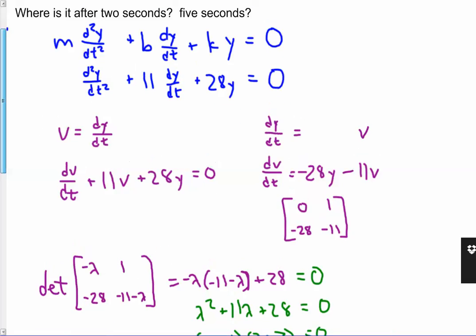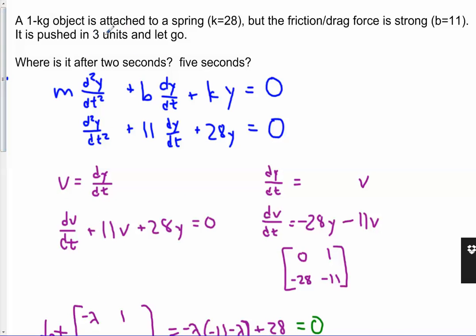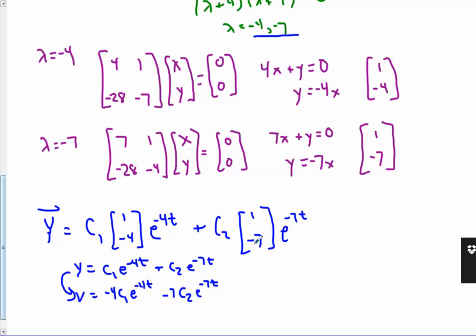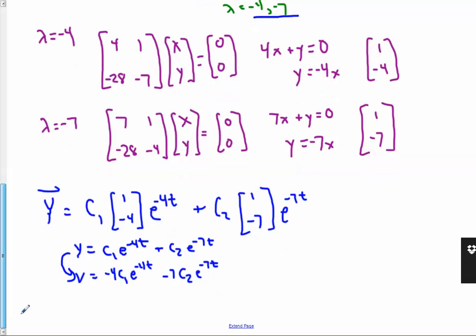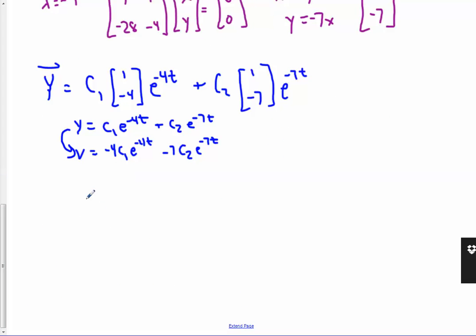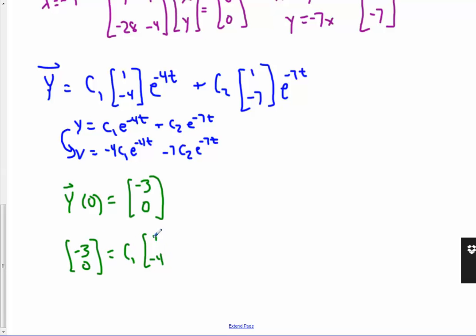Now, initial condition, again, it was we push it in 3 units and let go. So I guess it's starting at a negative 3. And we're just letting it go, so we're giving it no velocity. Okay, so that's how our initial condition looks in vector form. So we'll have negative 3, 0 equals C1, 1, negative 4, plus C2, 1, negative 7.